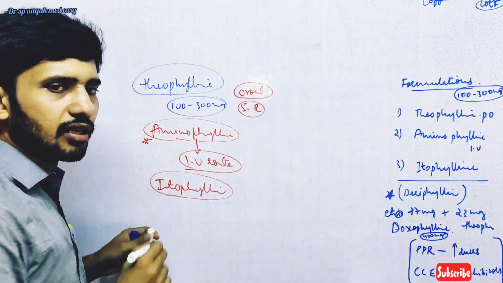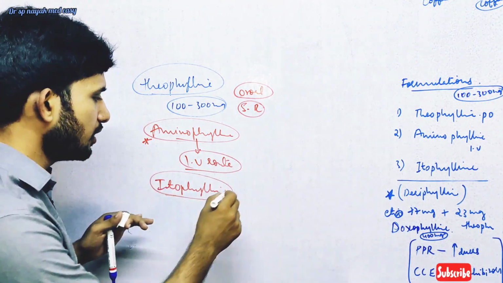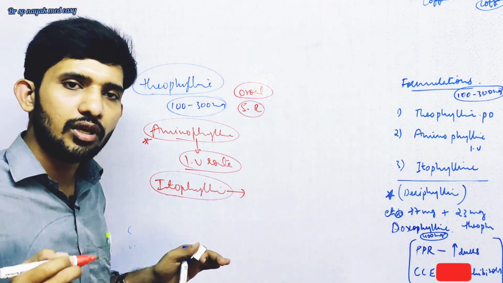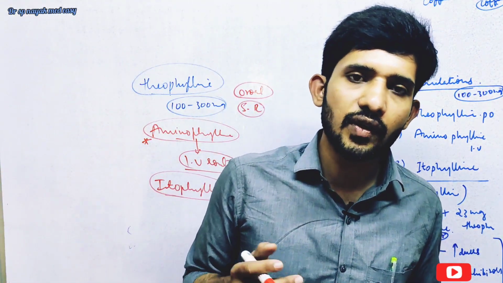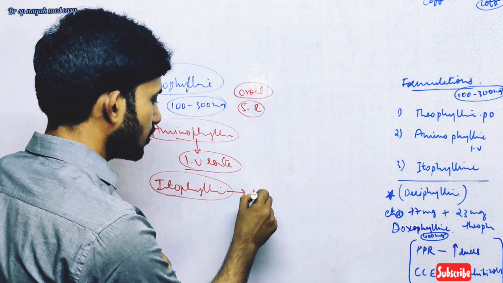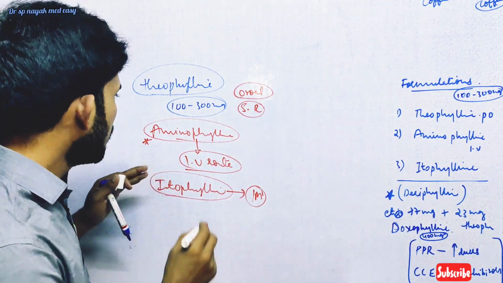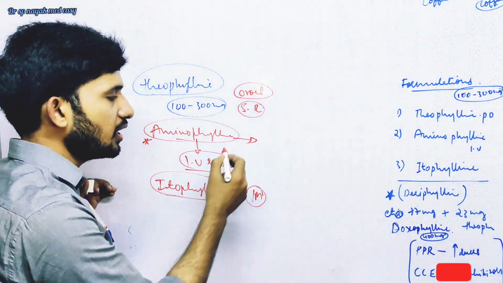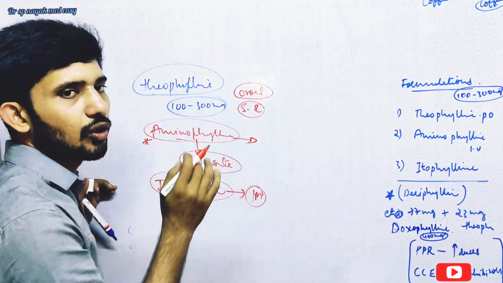So etophylline is another form of theophylline, and this form is soluble in water, and it is available as oral form as well as in the IV form. It can also be used by the IM, intramuscular route. So this is an important thing. Aminophylline has a high irritation property, whereas theophylline does not have that much.